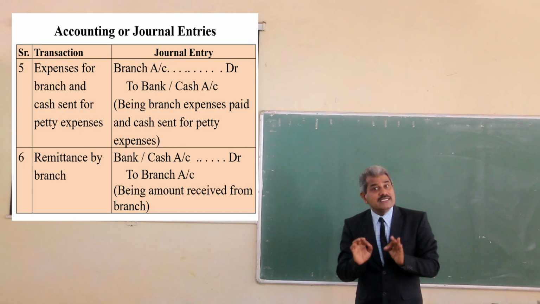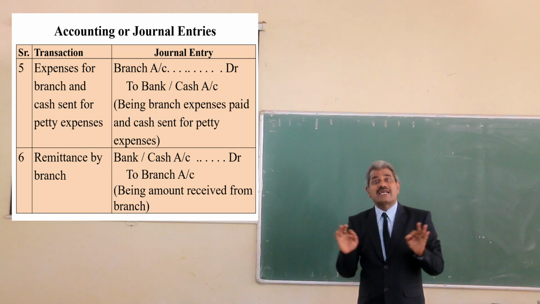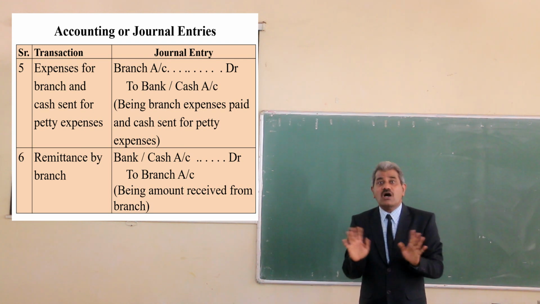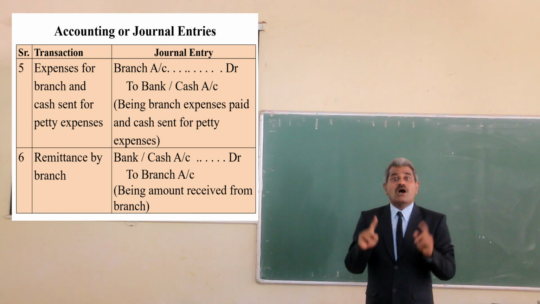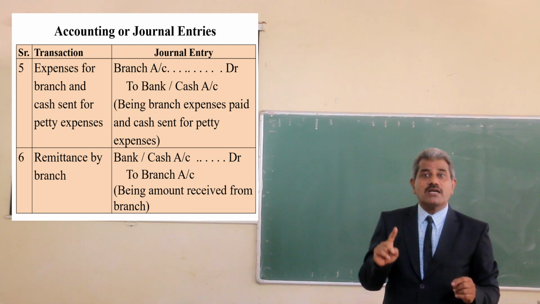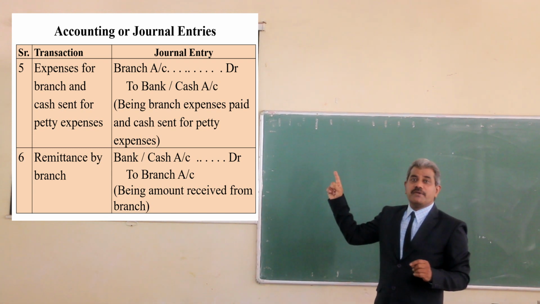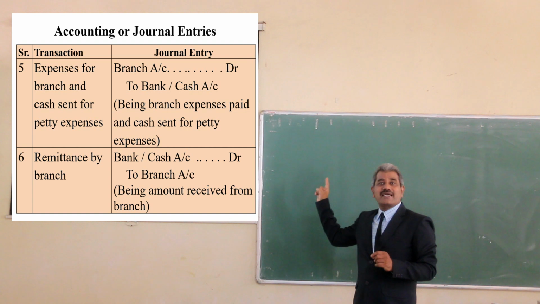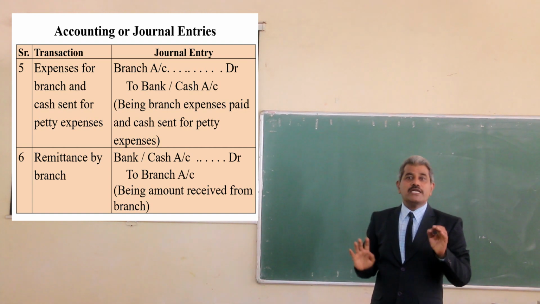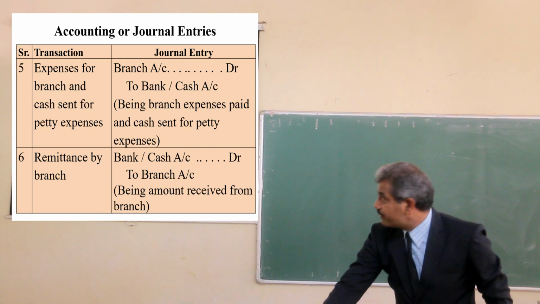The expenses are not debited individually. Say for example insurance, rent, salary, wages, all these are not debited. For all these expenses only one entry is passed, that is branch account debit to bank or cash account. No individual expenses are debited. Only the branch account is debited.